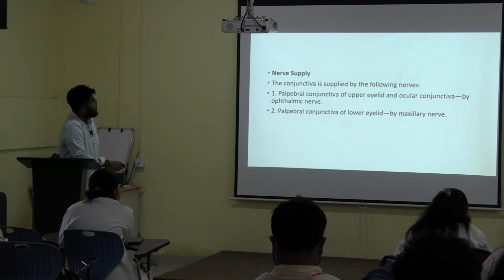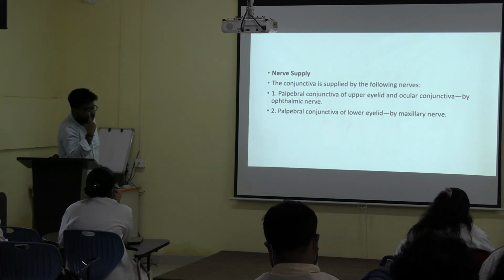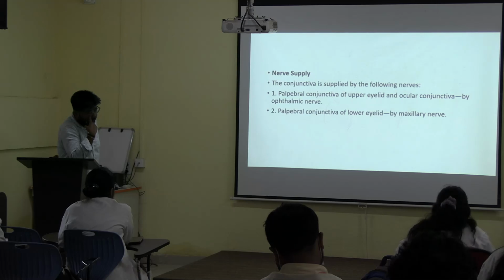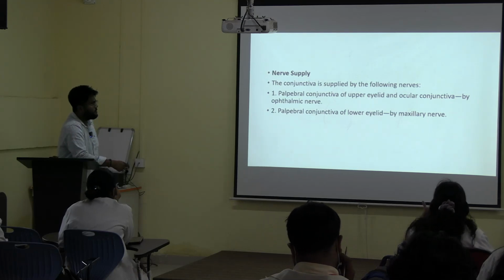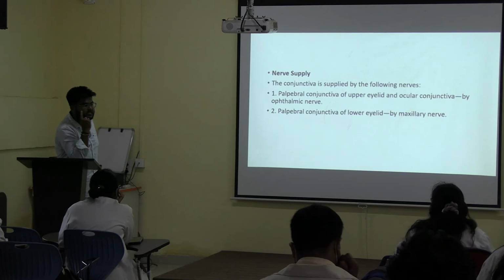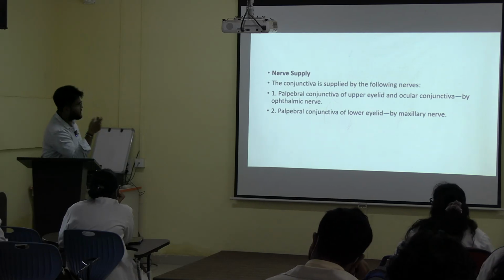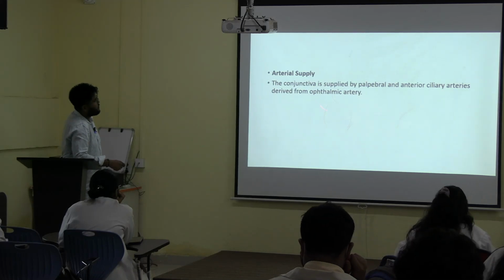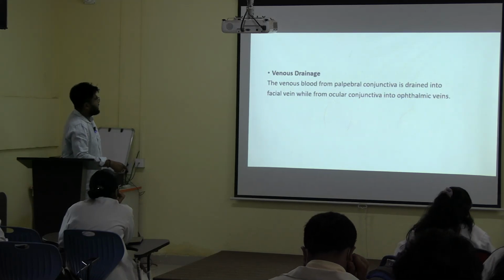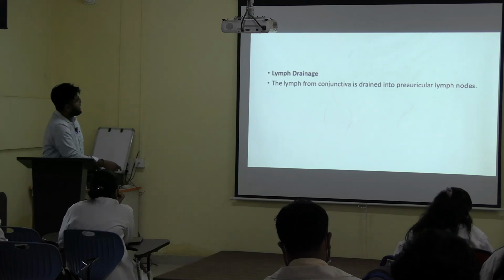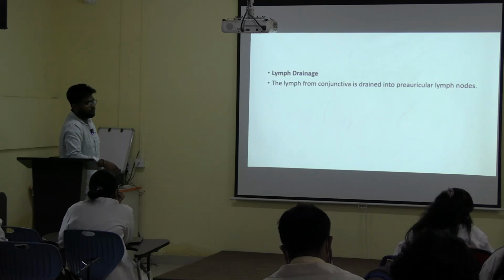The palpebral conjunctival part, meaning the upper eyelid part, is supplied by the ophthalmic nerve, and the lower palpebral part is supplied by the maxillary nerve, because the maxilla bone is present here. This is the mandible. Next, the artery supply is basically the ophthalmic artery. Next, the venous drainage is also the ophthalmic vein. Just simply remember this. Then the pre-auricular lymph nodes are present.